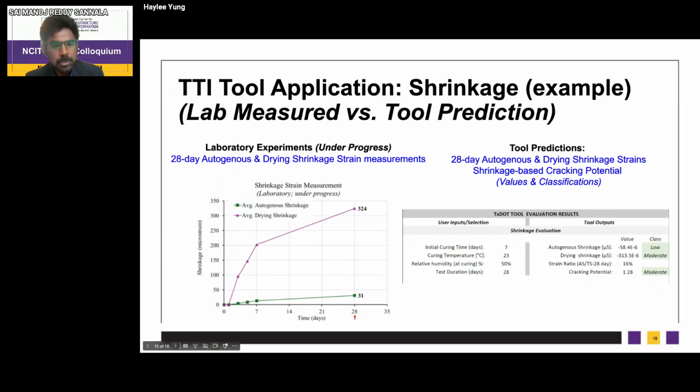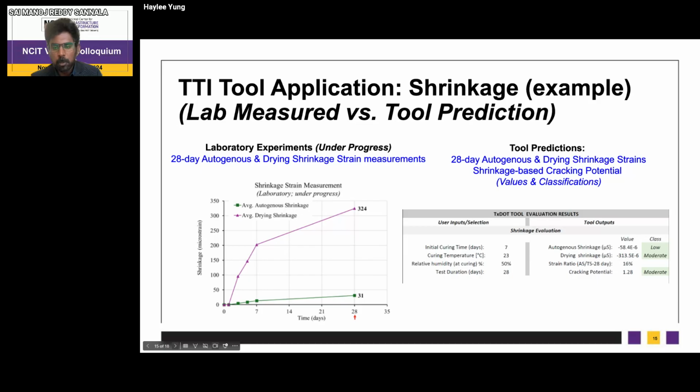Thank you. This is the result with respect to shrinkage, the lab measured and the tool predicted. The lab measured is what we collected from the laboratory test procedures for autogenous and dry shrinkage. On the right side, the tool predicted is shown. It clearly indicates that autogenous shrinkage is 31 microstrains, and dry shrinkage is 324 microstrains.